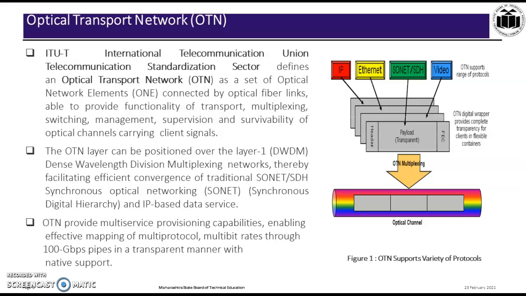OTN provides multi-service provisioning capabilities, enabling the effective mapping of multi-protocol, multi-bit rate signals through 100 gigabits per second pipes in a transparent manner with native support. From the figure, you can see the OTN supports a variety of protocols: IP, Ethernet, SONET, SDH, video. All these protocols are supported by the OTN.